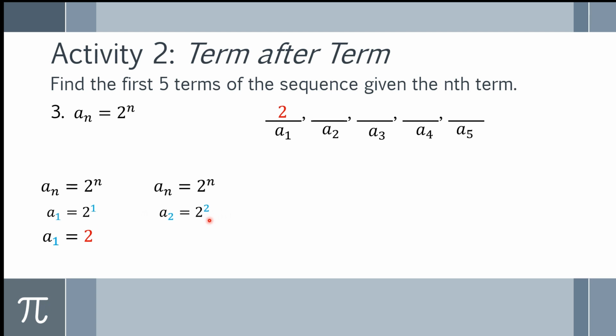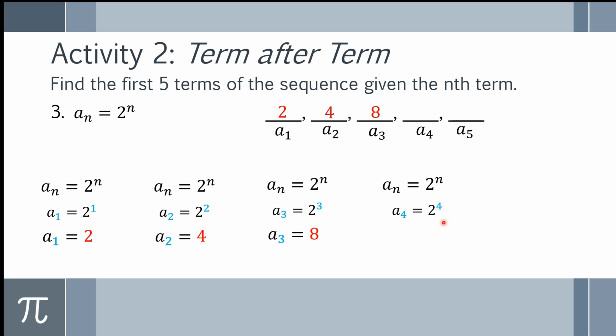Second term, change the value of n by 2. So we have a sub 2 equals 2 squared. 2 squared is 4. So the second term is 4. Third, we have to change n by 3. So we have 2 cubed, or 2 times 2 times 2. We need to multiply 2 by itself 3 times. So the answer is 8.